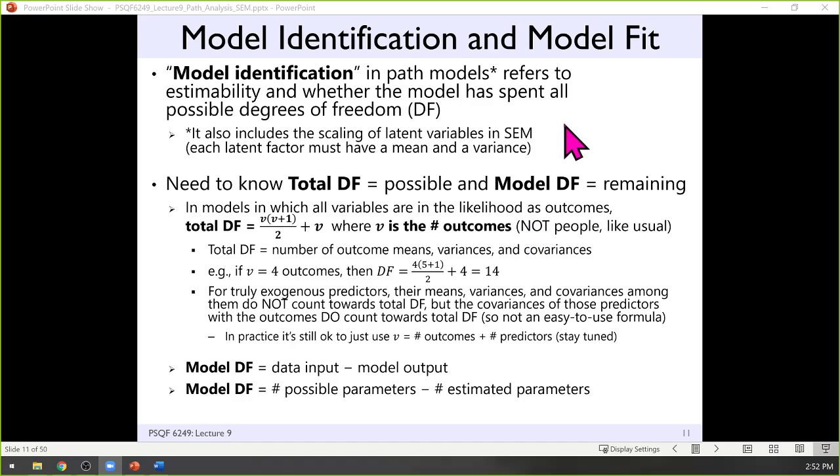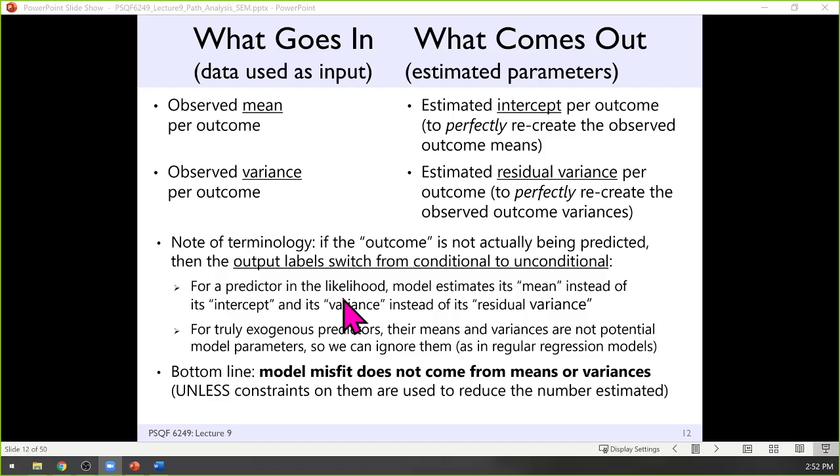But here are some words you know. Identification. You know that word, right? Whether or not it's solvable mathematically, identified. Here is how you come up with degrees of freedom. You already know how to do that. There's only one catch, and it's what do I do with the predictors? That is the part that gets a little bit screwy: predictor variables count in degrees of freedom sometimes, but not always.